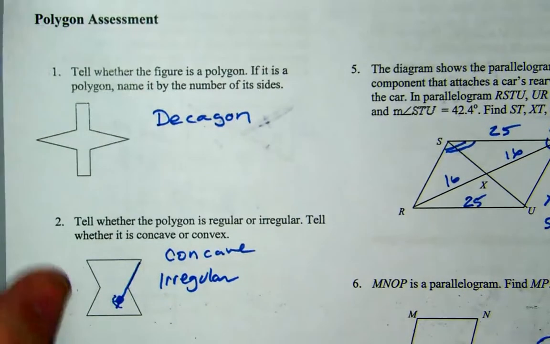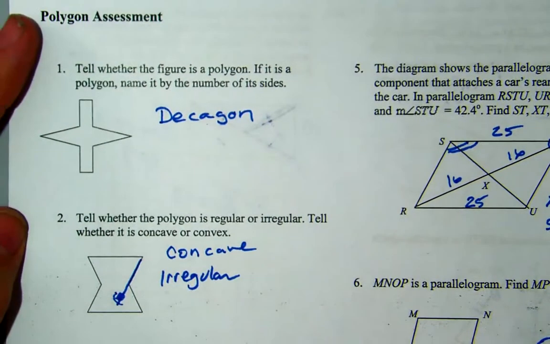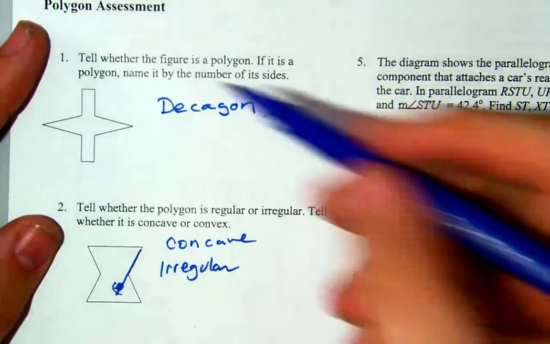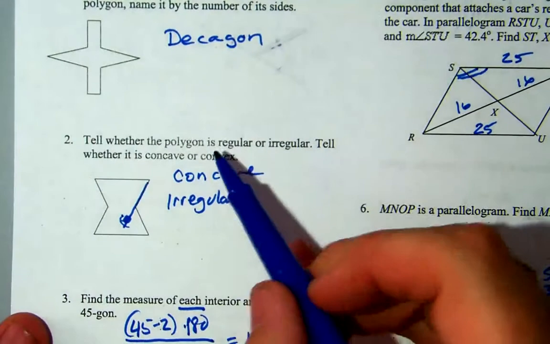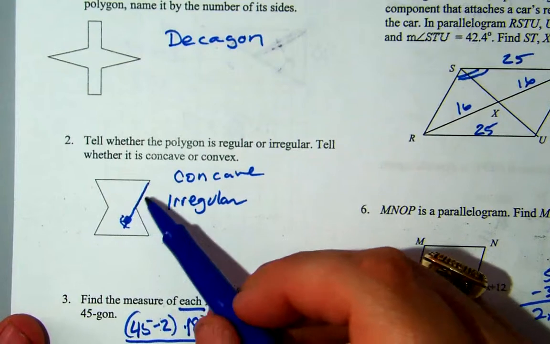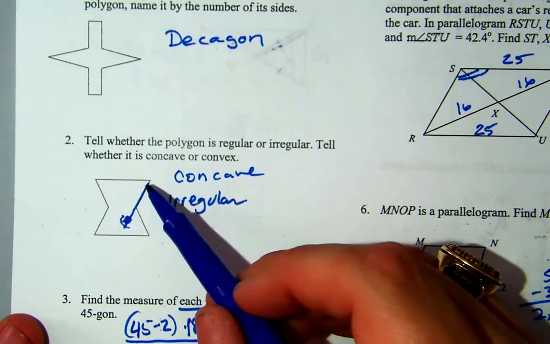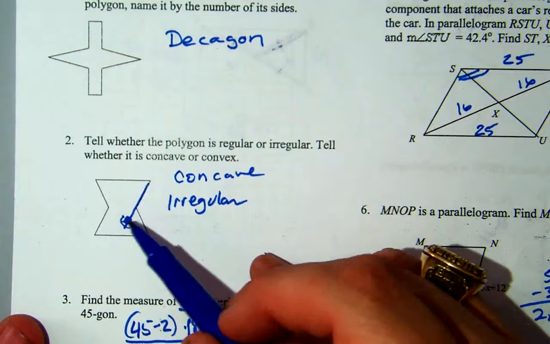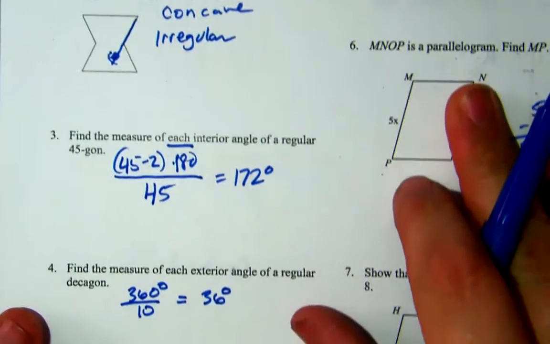Okay, really quickly. I've done a lot of this already. First one is yes, it is a polygon, and it's a decagon. Count up the sides, there are 10 sides. Second one was concave and irregular. It's concave because the sides are caved in, but also if you extend it, you intersect the inside. It's irregular because not all sides and angles are congruent.